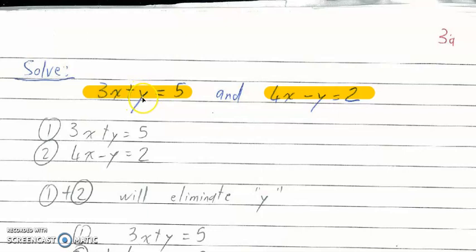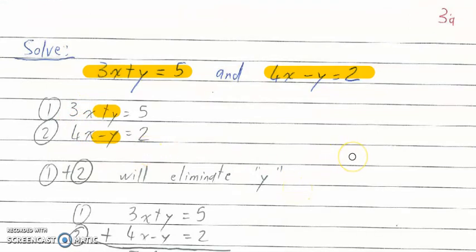Note how we have a matching pair of y terms. We have a positive y and we have a negative y. So if I add these two together, they're going to eliminate. They're going to disappear. Think of it like if I went negative 1 plus 1, it's 0. If I eliminate these two y terms, all I'm going to be left with is x terms.